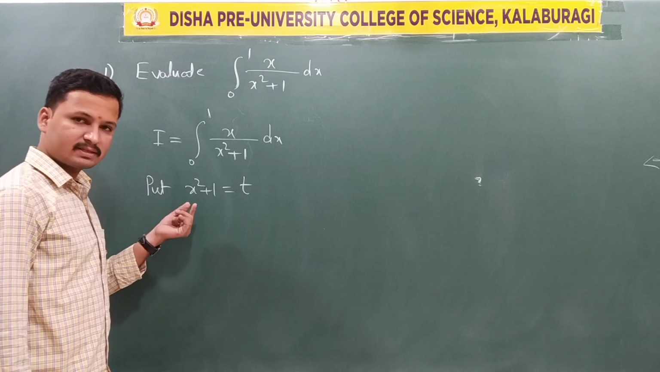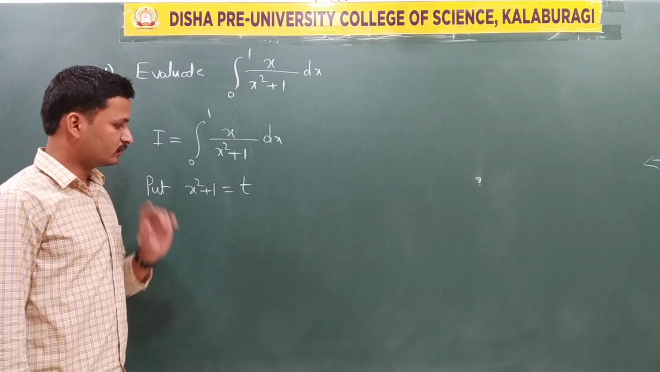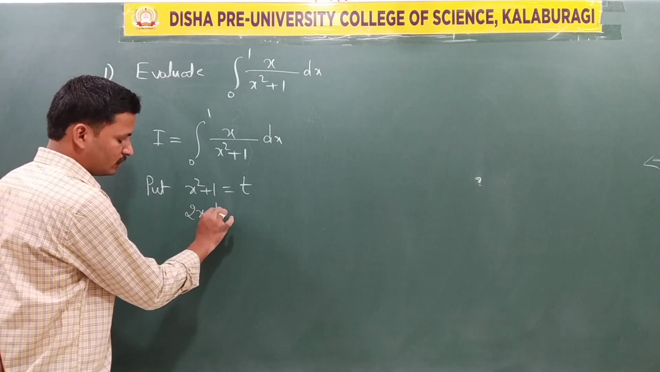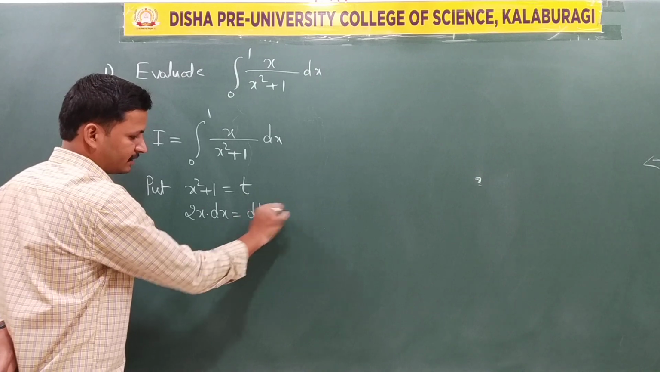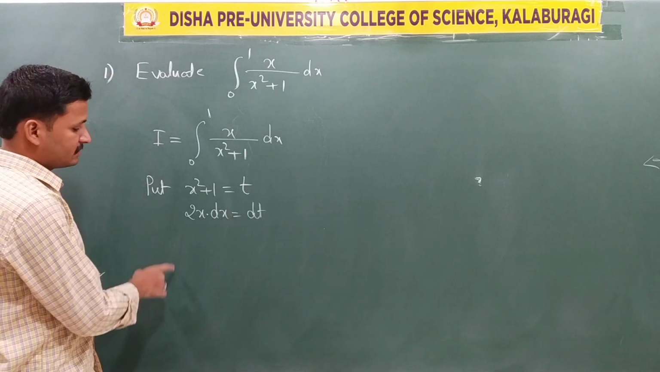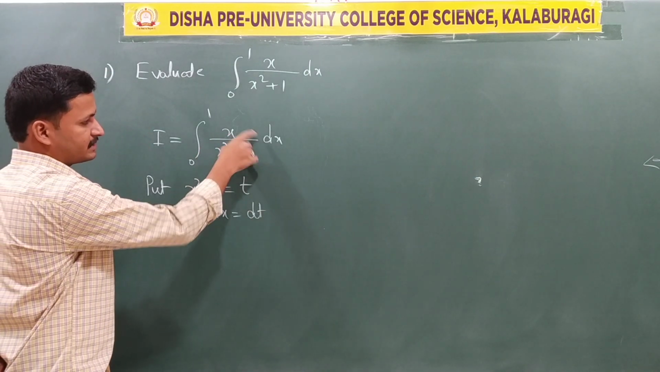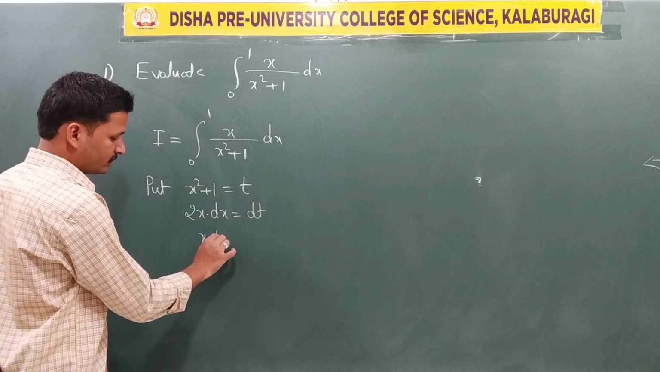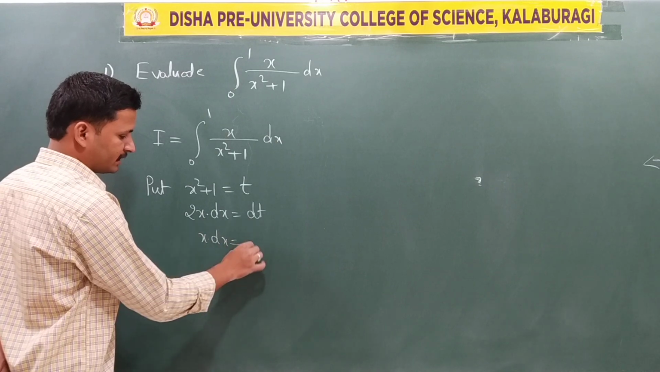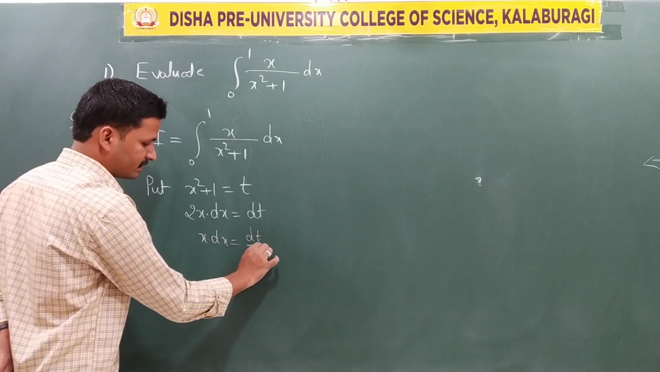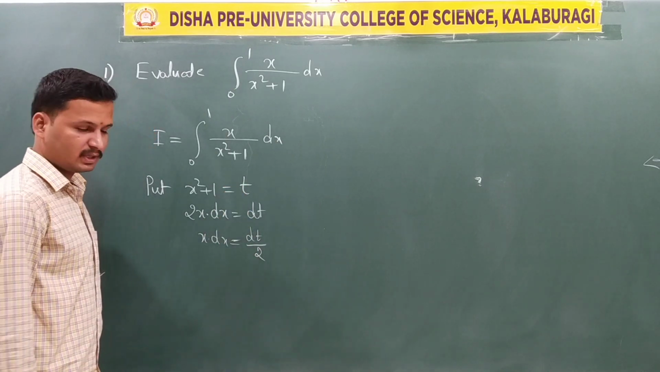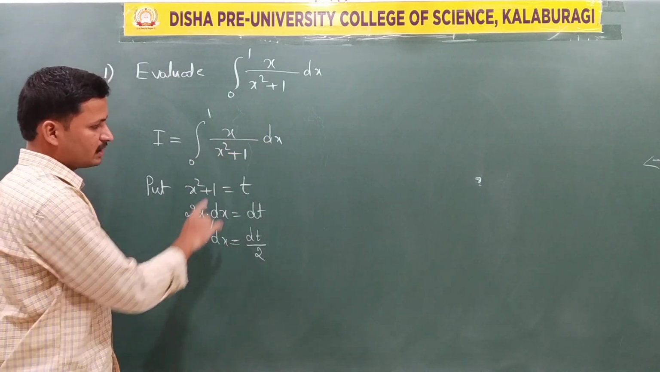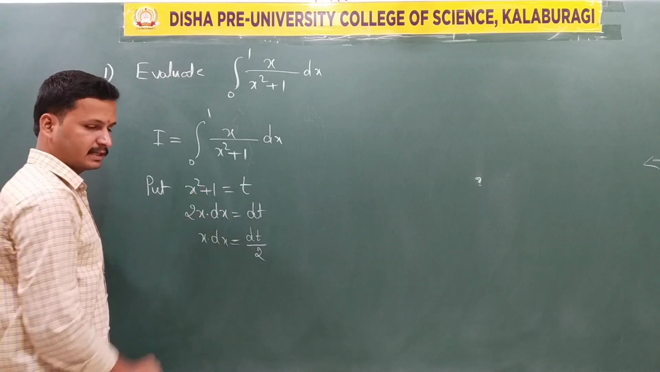Now differentiating x square plus 1, the derivative of x square is 2x into dx, which equals dt. And see here only the numerator x into dx is there. So write 2x into dx equals dt, as x into dx equals, taking 2 to this side, dt divided by 2. So in place of x into dx we will substitute dt by 2, and in place of x square plus 1, t.